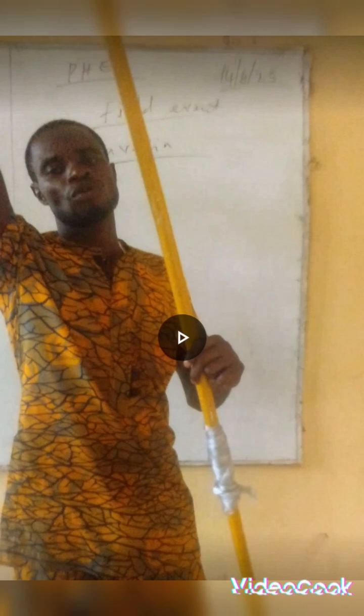Next, we have the tail. The tail is the other end of the javelin, that is the opposite or the rear end of the javelin.